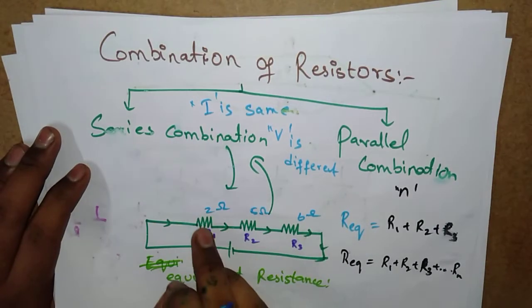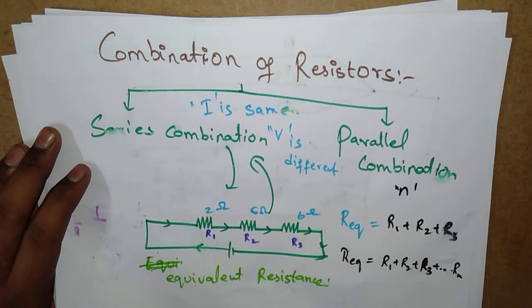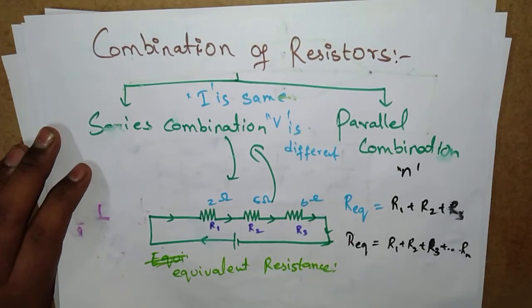Okay, let me explain once again. In series combination, the resistors are arranged in such a way that there is only one path for current to flow. Series combination में हम resistors को ऐसे arrange करते हैं जिसमें current के लिए सिर्फ एक ही direction होता है flow होने के लिए, और वहां पर equivalent resistance पूरे resistances को add करने पर मिलता है. It means R1 plus R2 plus R3.